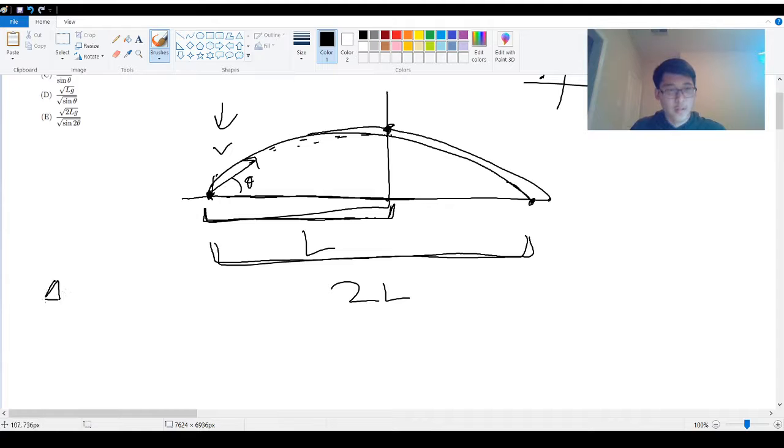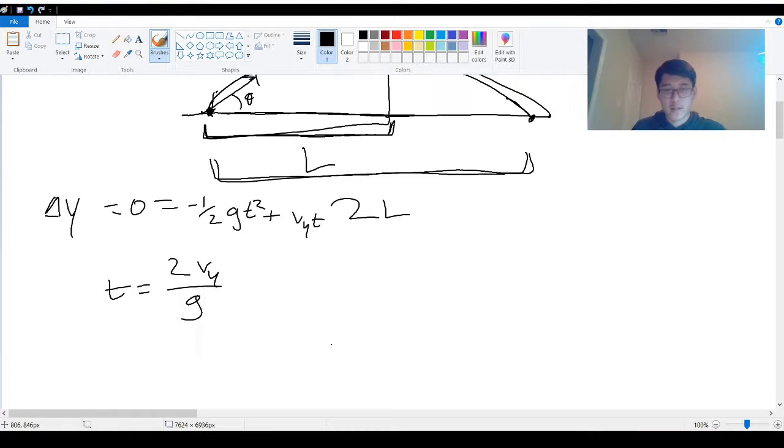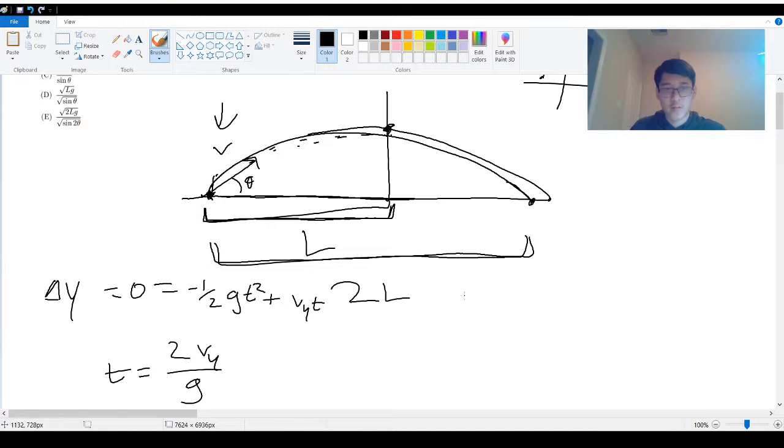So we'll start off by looking at the change in y of this situation, which is equal to 0, right? Because it's starting and ending in the same y position. That's equal to negative 1/2 g t squared plus vy t, okay? So we can see that 2vy over g is equal to t, just simplifying this equation down. And vy, as we can see from trigonometry, vy is equal to v sine of theta.